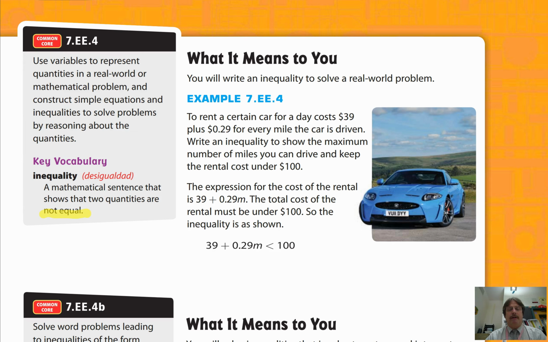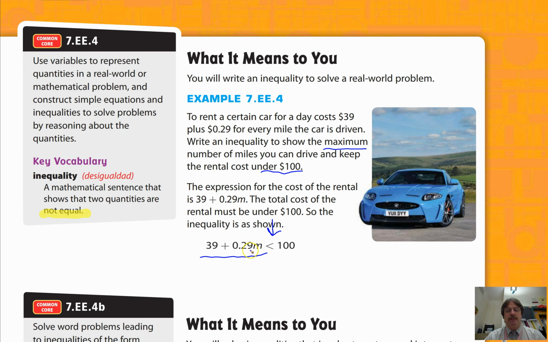So over here in our example, to rent a certain car for a day costs $39 plus 29 cents for every mile the car is driven. So write what you see. So right here's the equation, $39 plus 29 cents for every mile. Write an inequality to show the maximum number of miles you can drive and keep the rental cost under $100. So maximum amount. So it's these kind of key words, maximum, minimum, and so forth, that you're going to look to use to decide which inequality you are going to use in the equation.